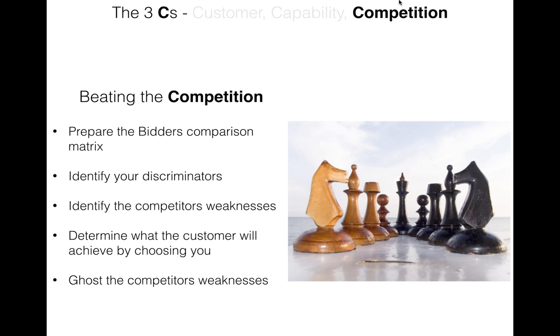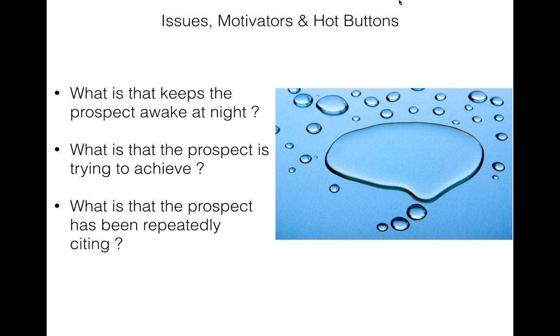Now, by looking at the customer, the capability and the competition, we have got enough detail. If we can look at these three independently and strategize, we will have a lot of information with us. Now, using that information, we need to pull out our strategy. And one of the key things we need to bring out in our strategy is the issues, motivators, and the hot buttons. These are the tactical things, which the customer will mostly be requiring, needing and asking for within his RFP.